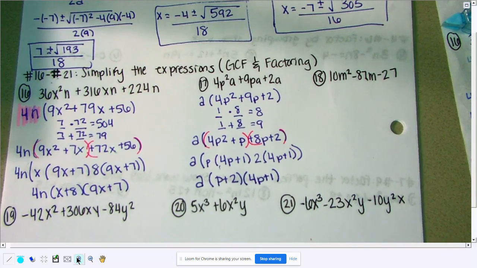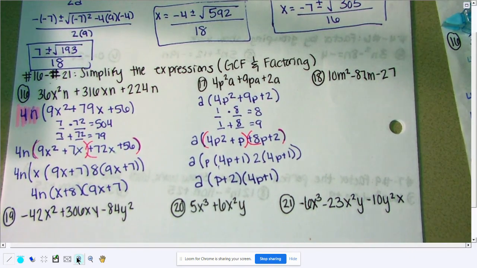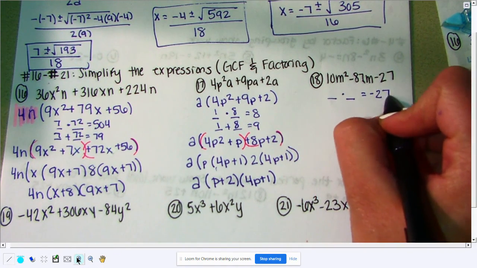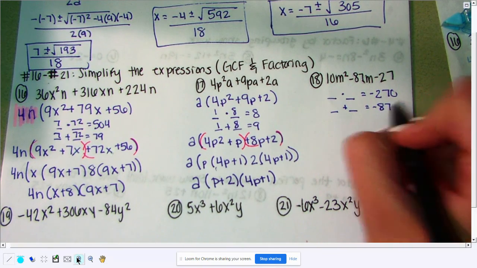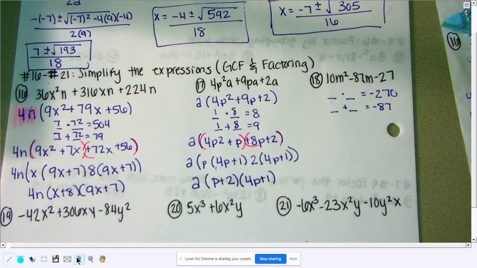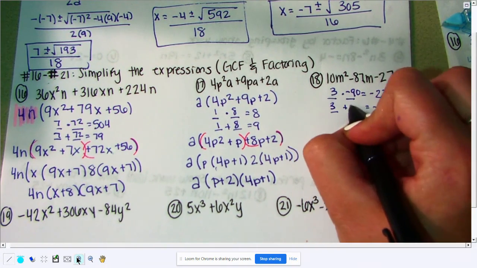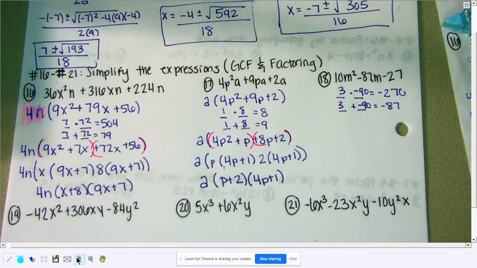On the next one, there is no greatest common factor between these, so this is just a good old factor by grouping question. 2 numbers that multiply to negative 270, 2 numbers that add to equal negative 87. Those 2 numbers are 3 and negative 90. Again, we've talked about finding factors. It just takes a second to practice. All right, I'm going to group.